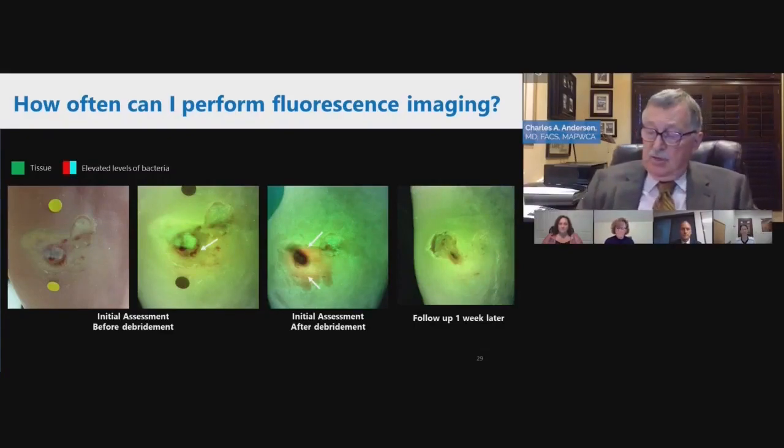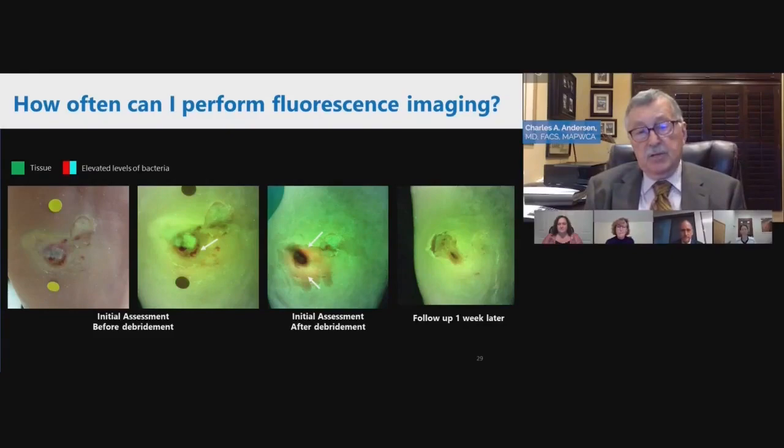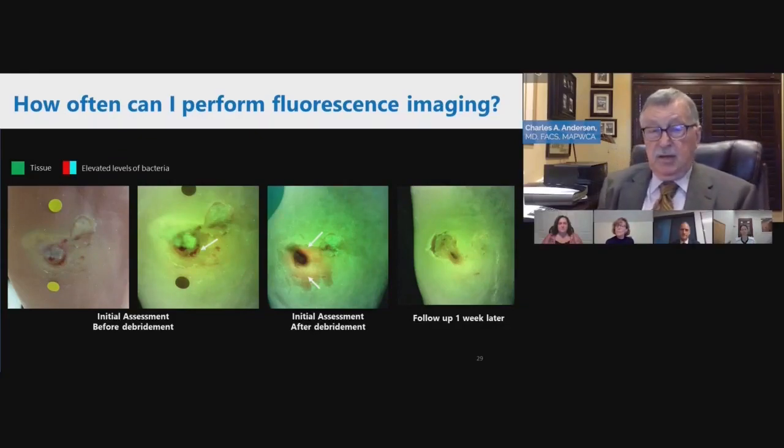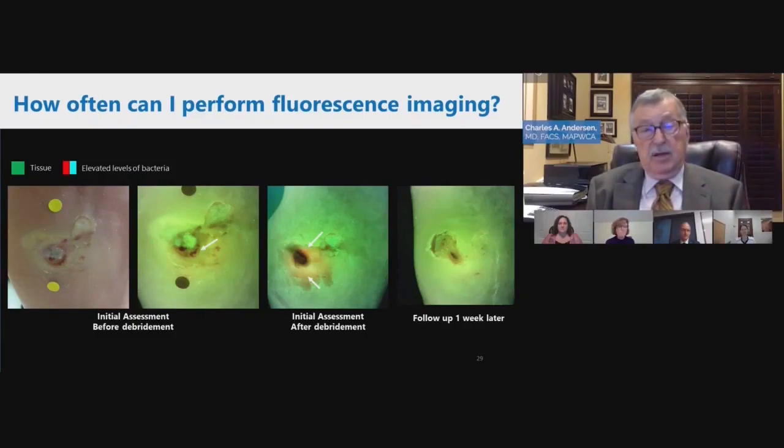With the first scan, what you see is a little rim of fluorescence. However, once that macerated skin is removed, you see a significant amount of fluorescence in the wound and around that wound. That helps you decide, number one, how you're going to treat that wound. With that degree of fluorescence, you're going to make sure you're using an antibacterial type of dressing, but it also helps you decide how often that patient should come back for the next assessment and additional debridement if required.